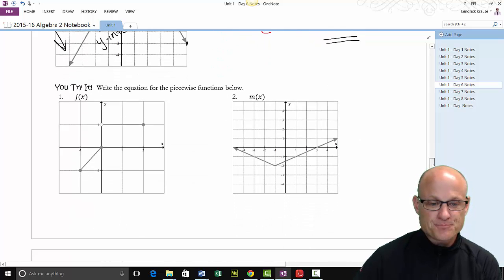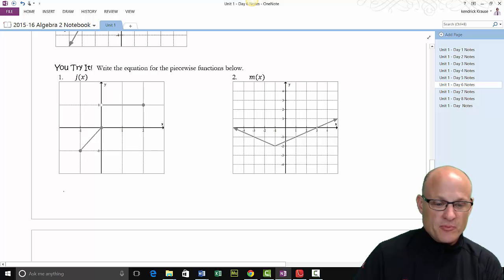All right, let's try it again. We're going to write these as piecewise functions. These ones aren't quite as tricky. We're going to do f of x equals.